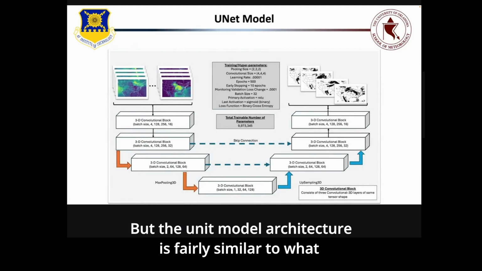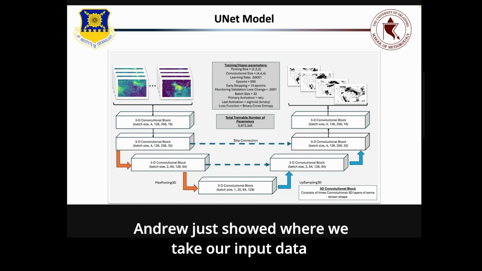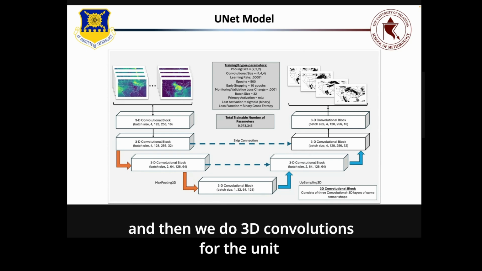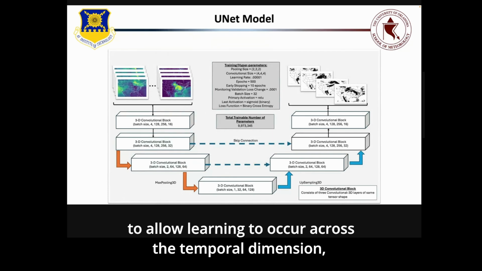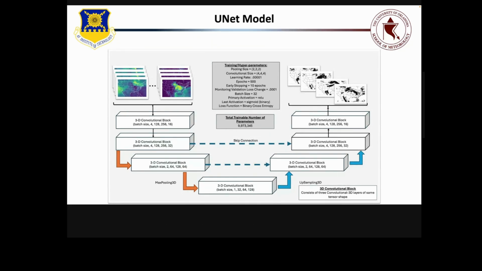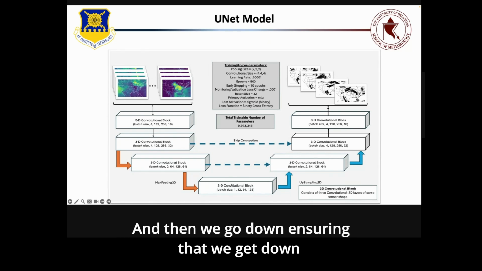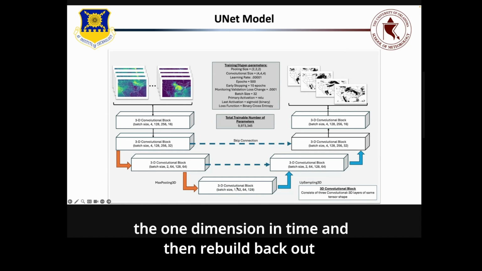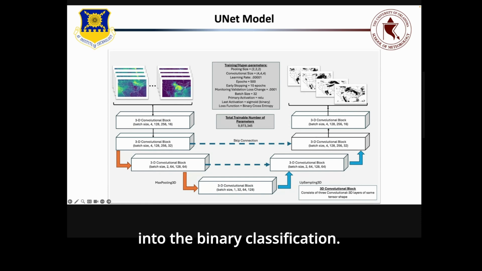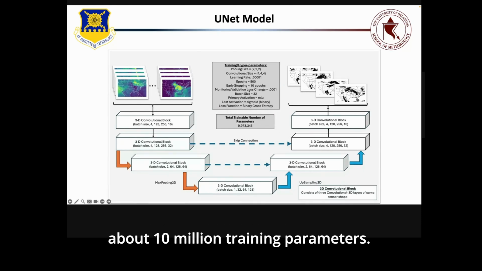The U-Net model architecture is fairly similar to what Andrew just showed, where we take our input data and then do 3D convolutions for the U-Net to allow learning to occur across the temporal dimension, which is the 4 in the block here. Then we go down, ensuring that we get down to 1 dimension in time, and then rebuild back out into the binary classification. The training and hyperparameters are shown here. I won't go into those. Those were all set by me after training several hundreds of models. The only thing I want to note is that the U-Net model has about 10 million training parameters.